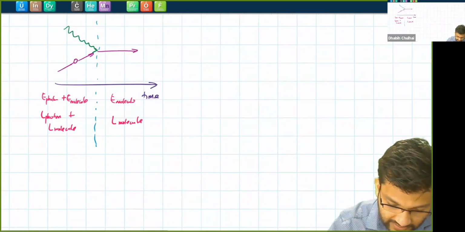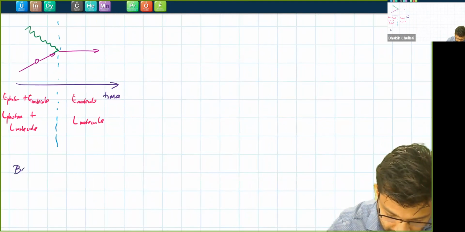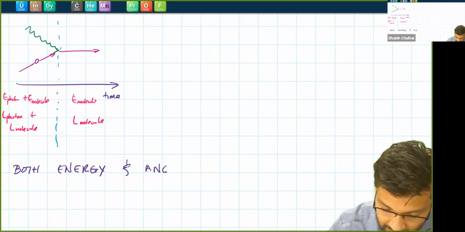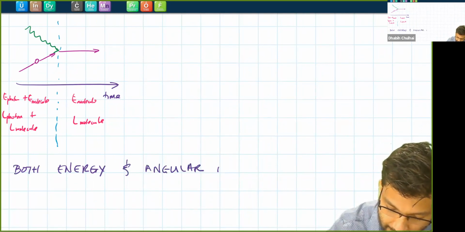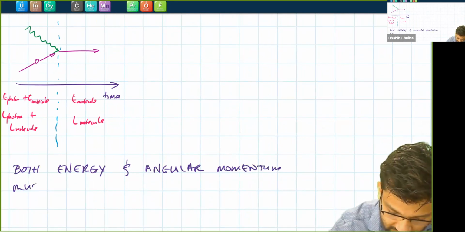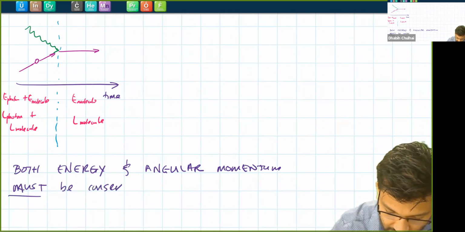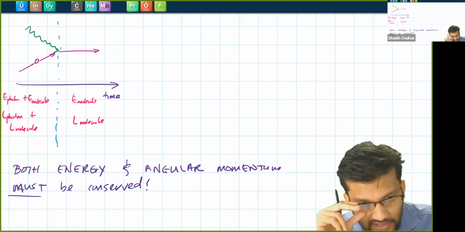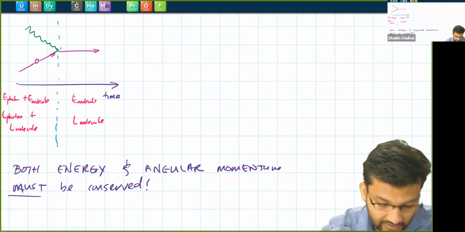So let me just write that right here. Both energy and angular momentum must be conserved. That's just good business, right? You can't just have the energy or angular momentum go disappearing.